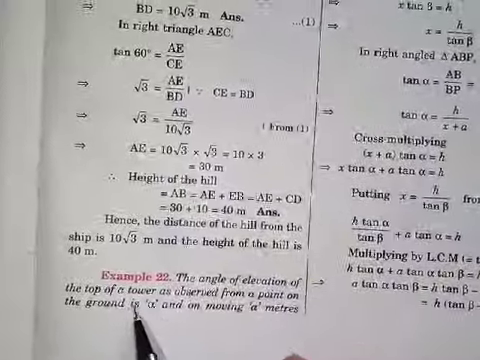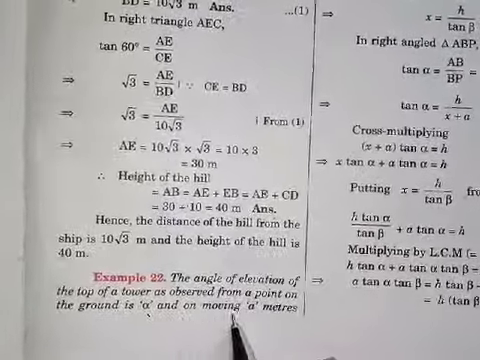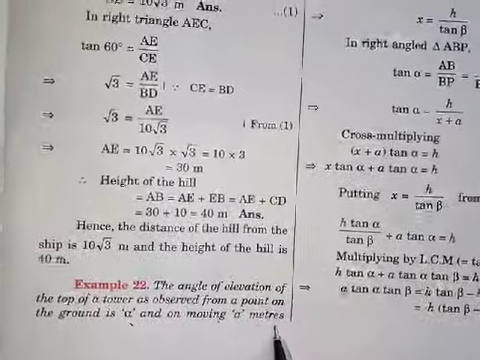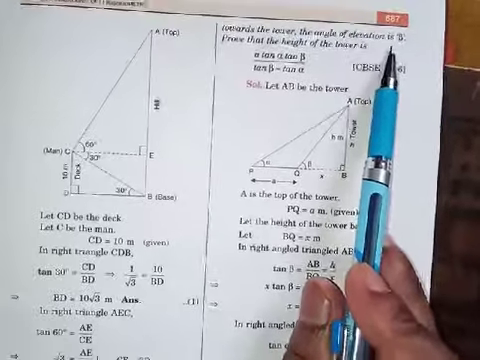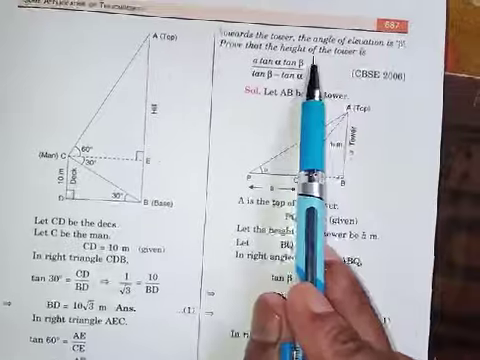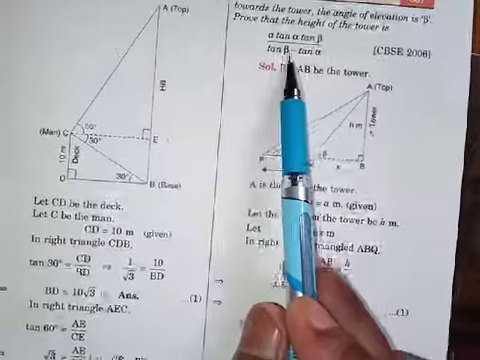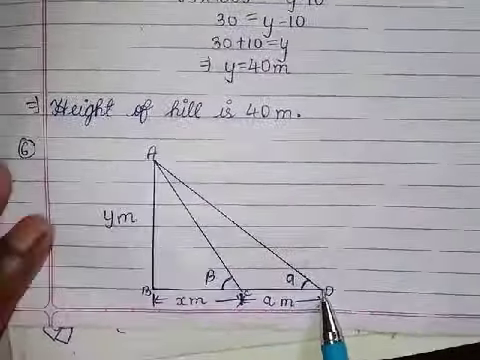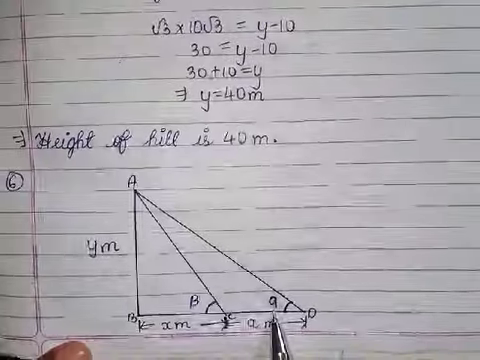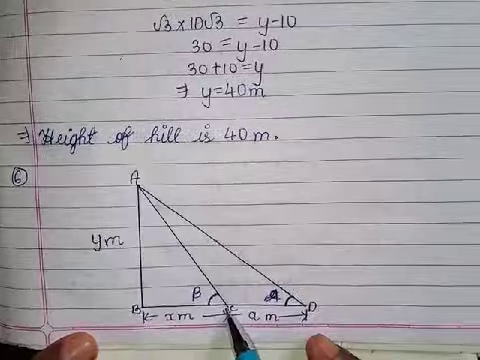The angle of elevation of the top of a tower as observed from a point on the ground is alpha. And moving a meter towards the tower, the angle of elevation is found to be beta. Then prove that the height of the tower is a tan alpha tan beta upon tan beta minus tan alpha. We'll see the figure also. In triangle ABC, the angle of elevation is alpha. It is a meter. Got it?